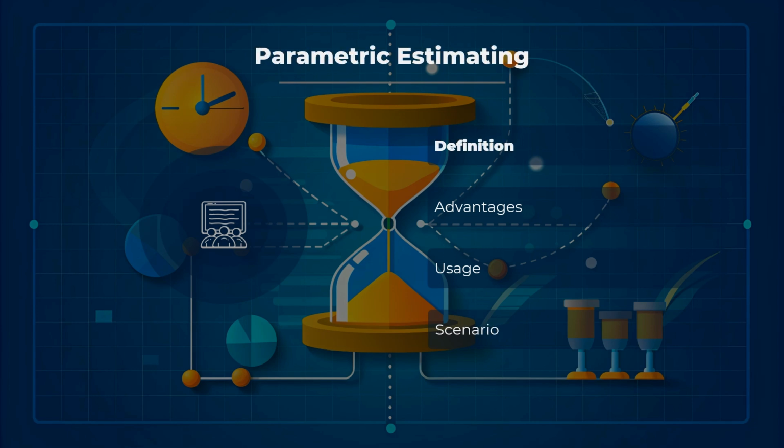The final technique is parametric estimating. Parametric estimating uses statistical relationships between historical data and other variables to calculate activity durations. It involves using mathematical models to estimate durations based on the parameters of the project.